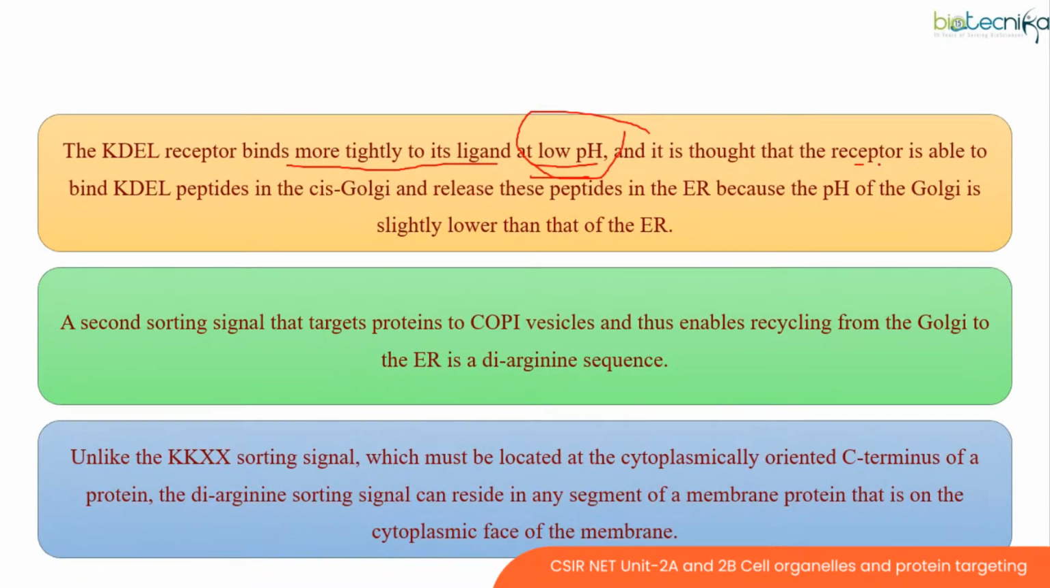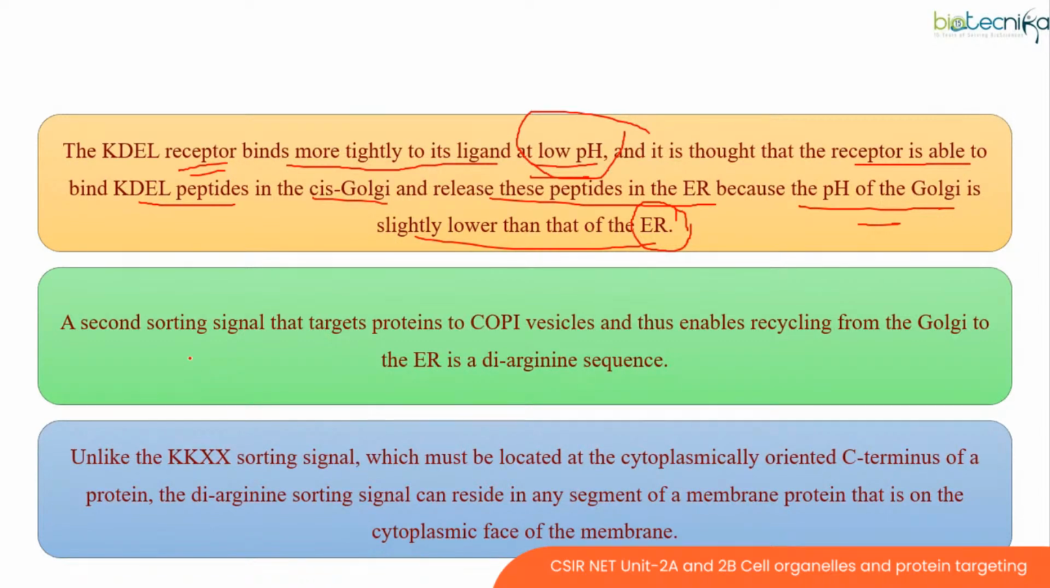It is thought that the receptor is able to bind the KDEL peptides in the cis Golgi and release these peptides in the ER, because the pH of the Golgi is slightly lower than that of the ER. So in the Golgi compartment it will be below 7, like 6.4, 6.5. But in the ER it is near neutral pH, that means around 7 or sometimes more than that. So that's why the KDEL receptor resides in the Golgi compartment.